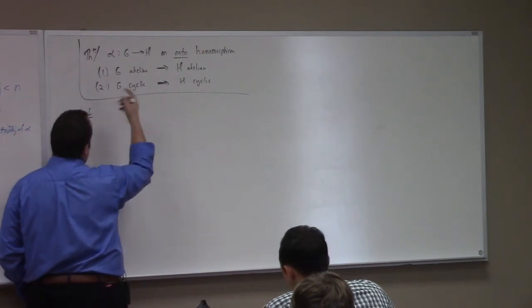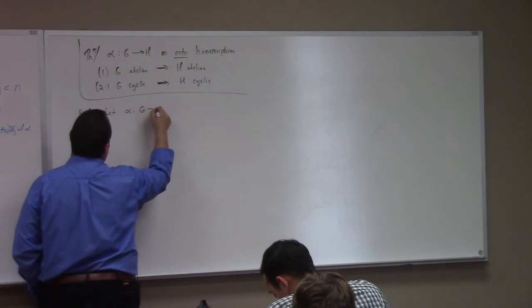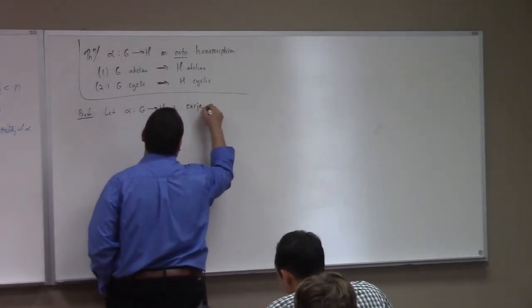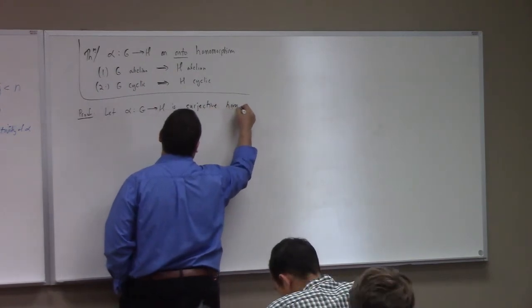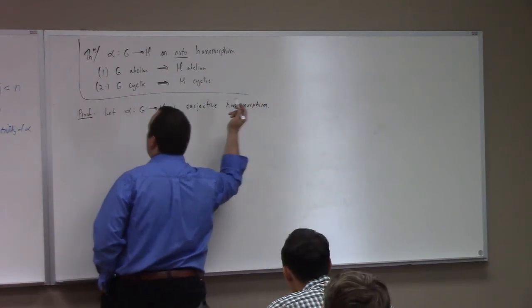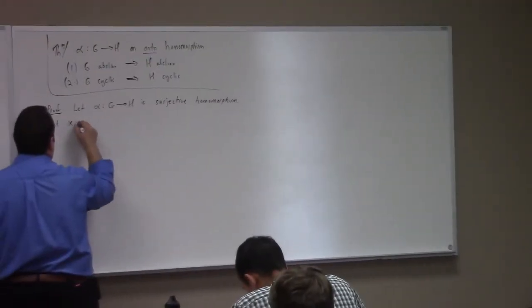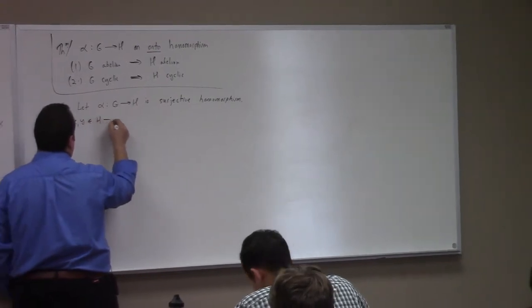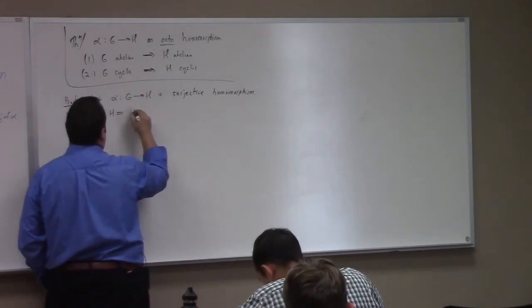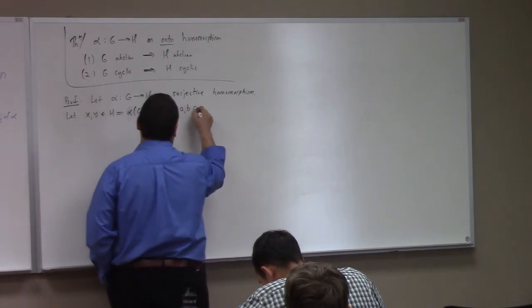Assume alpha from G to H is a surjective homomorphism. Let x and y be elements of H. H is equal to alpha of G, which implies that there exist a and b in G such that what?